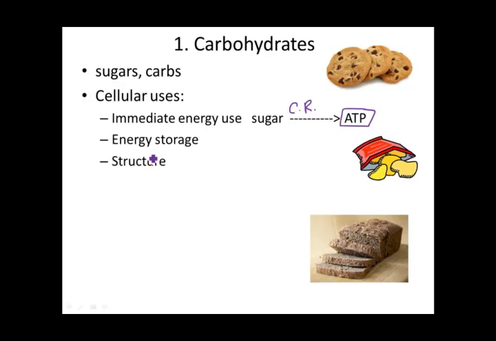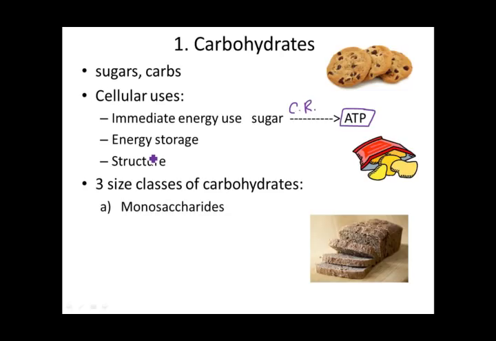And also for structure. Okay. And then carbohydrates are the only macromolecule, or the only polymer, where we talk about three size classes. And so that can make it a little bit confusing. So there are monosaccharides. These are single sugar subunits. So mono means one, and saccharide means sugar.